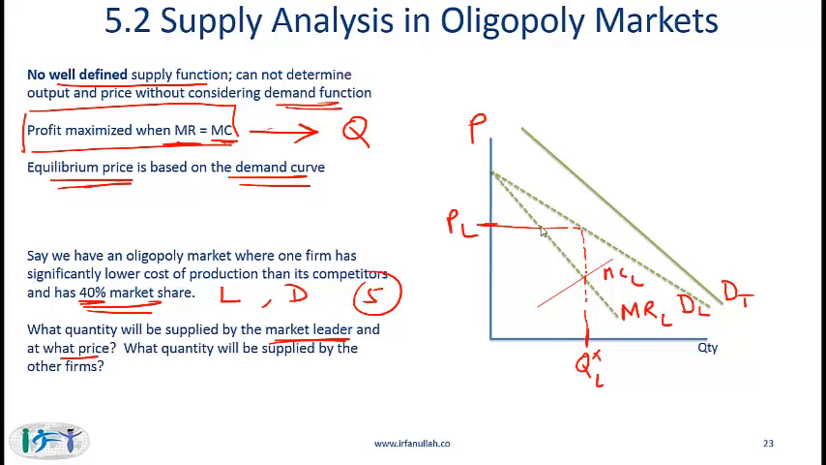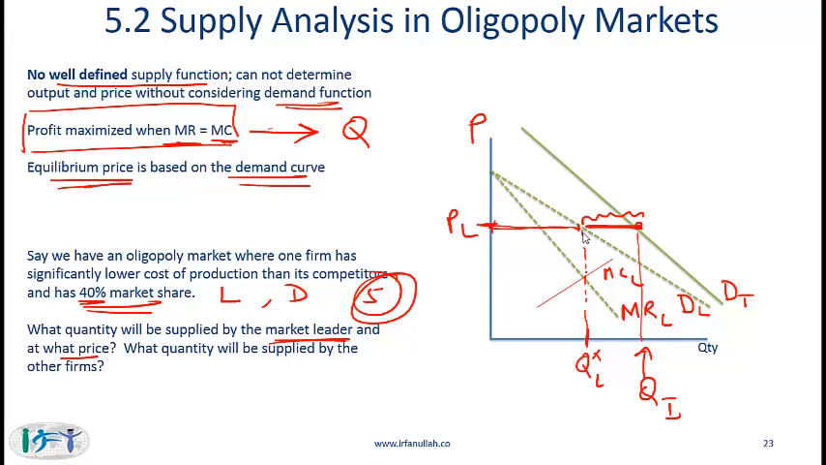The overall quantity which is demanded at this price is given by the demand curve. The assumption over here is that these other 5 firms will simply take the price that is established by the leader, and if they do that, then the overall industry demand is given by this value over here, so quantity demanded by the industry, and the other 5 players will supply this much amount. The leader is supplying this particular quantity.